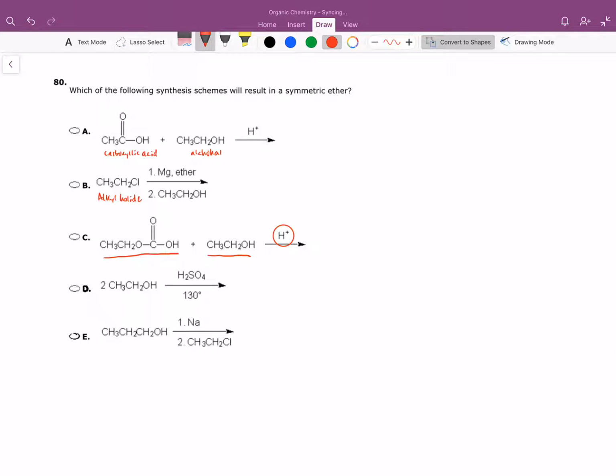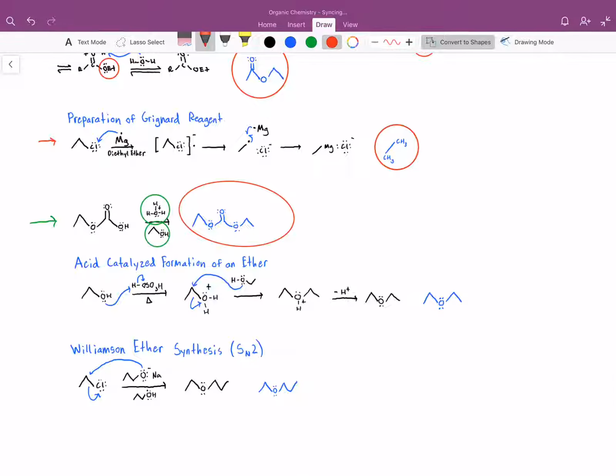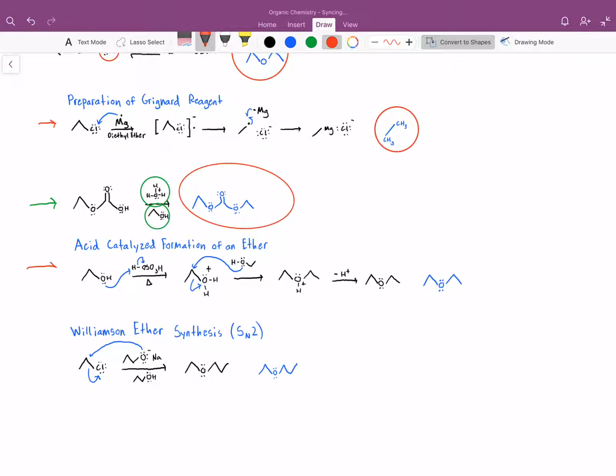So option number D, you start with an alcohol, 2 moles of it, and you're reacting it with sulfuric acid right here with heat, relatively high heat. So this reaction is the acid catalyzed formation of an ether, as I've labeled right here, that I'll point to in red. So acid catalyzed formation of ether. This is a great reaction for creating ethers, obviously.